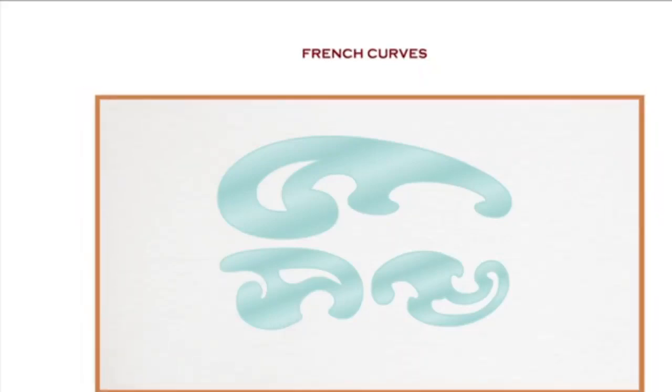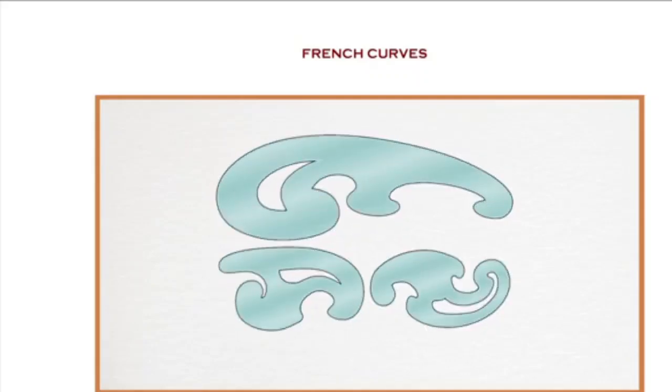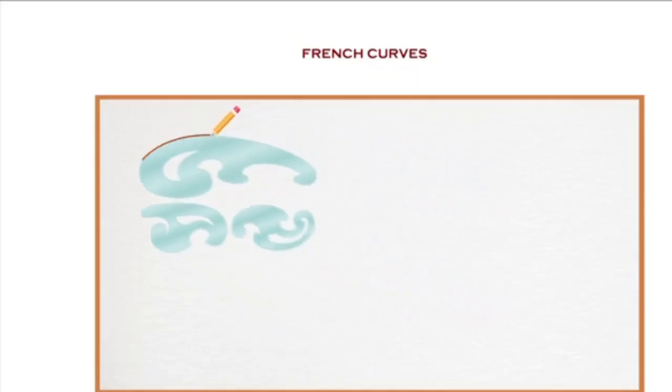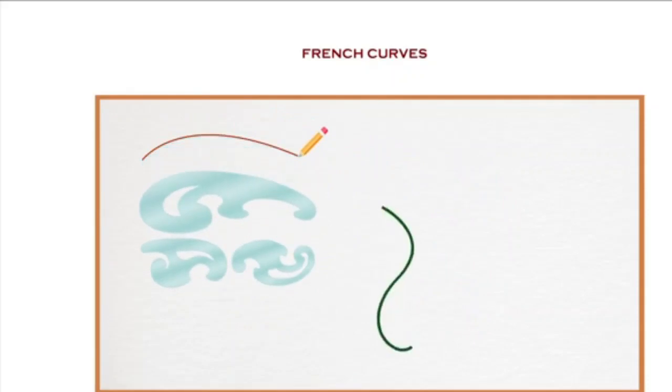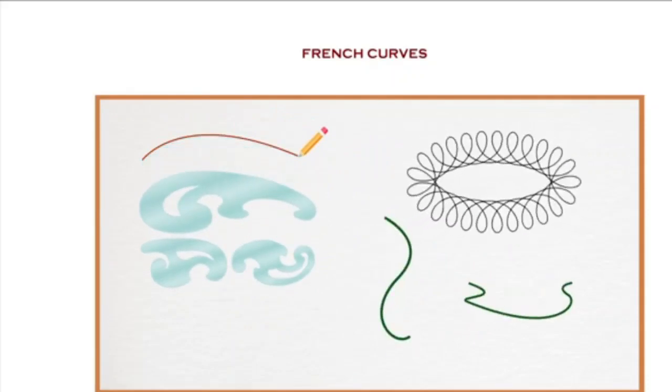These are the three types of French curves which are used. Mainly we use the bigger one. They are used to draw smooth curves like this. See, they are used to draw various types of curves.